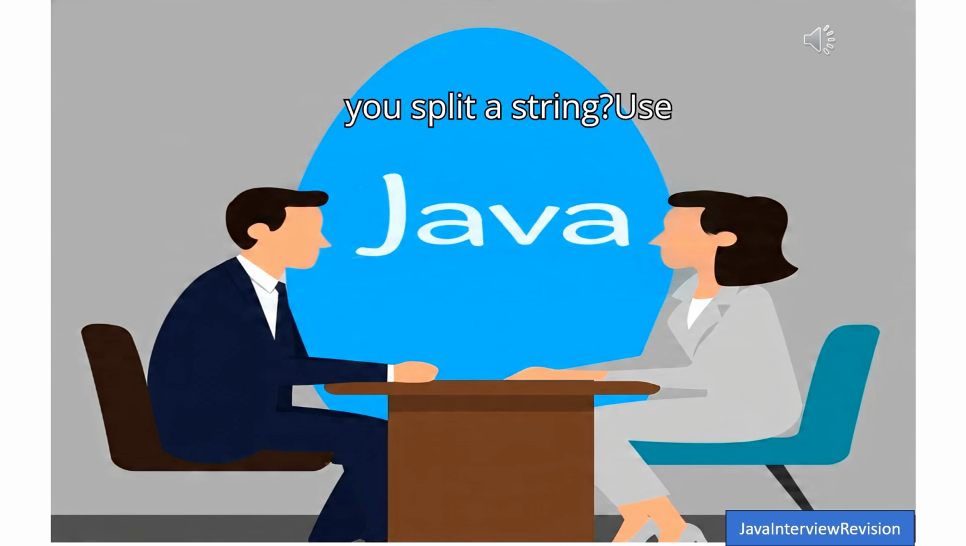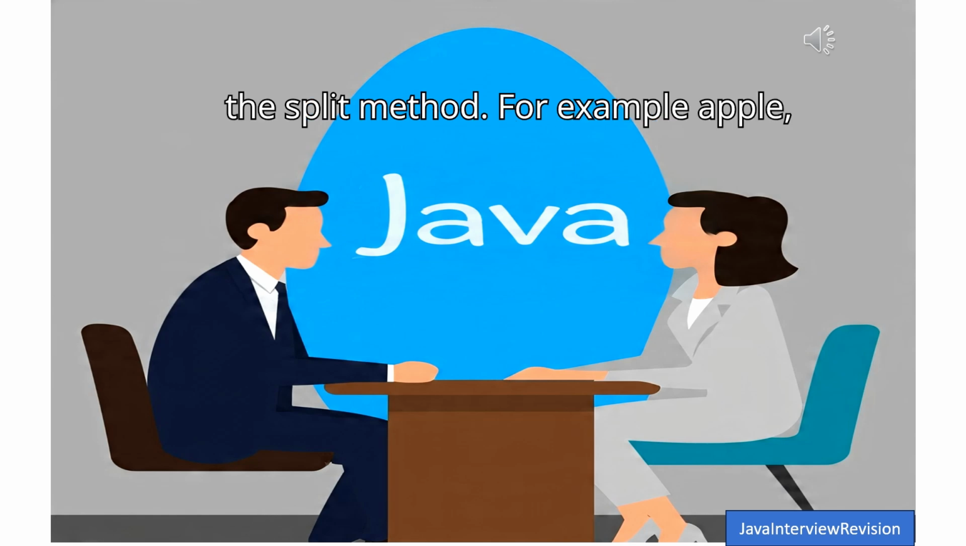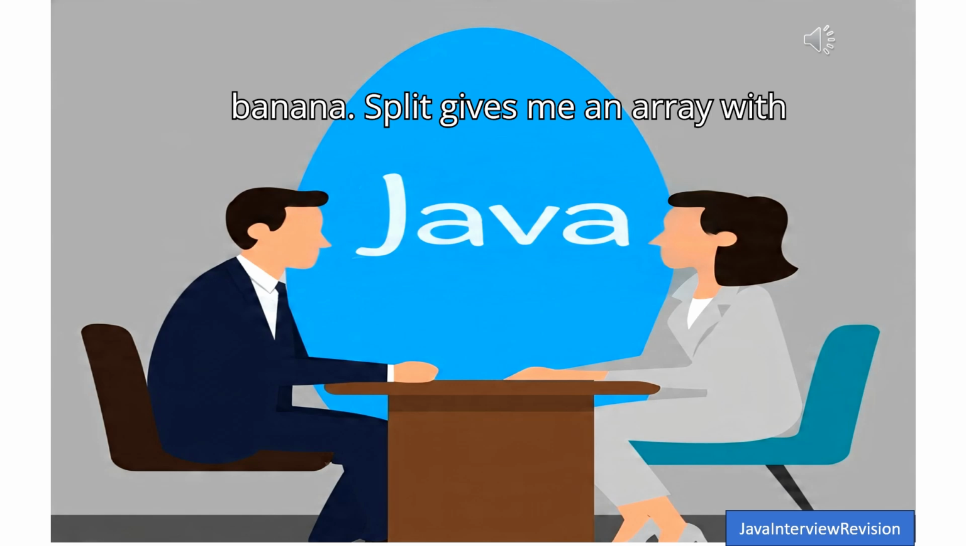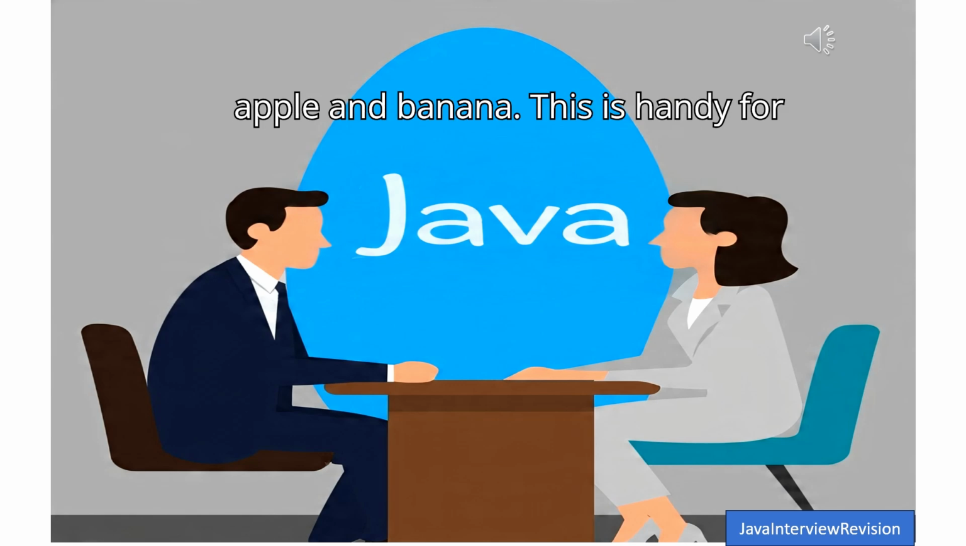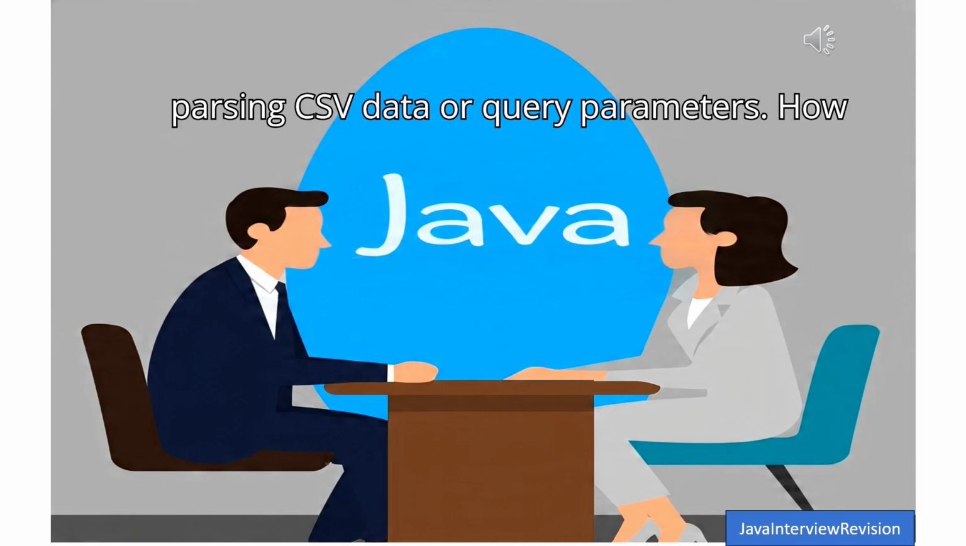How do you split a string? I use the split method. For example, "apple,banana".split(",") gives me an array with apple and banana. This is handy for parsing CSV data or query parameters.